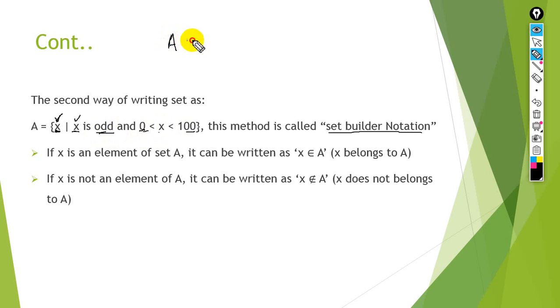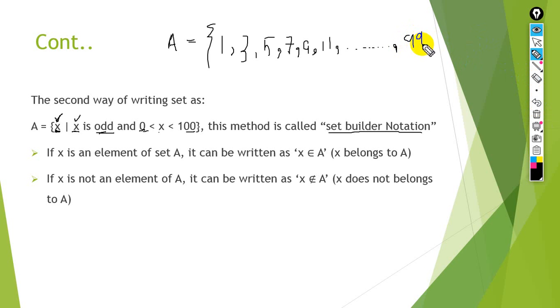For example, this is set A and we will take 1, 3, 5, 7, 9, 11, 13 and up to 100. Dot dot dot means that it will continue up to 100. So the values will be between 0 and 100. 100 itself is an even number, so it is not an odd number. So here we should take 99.